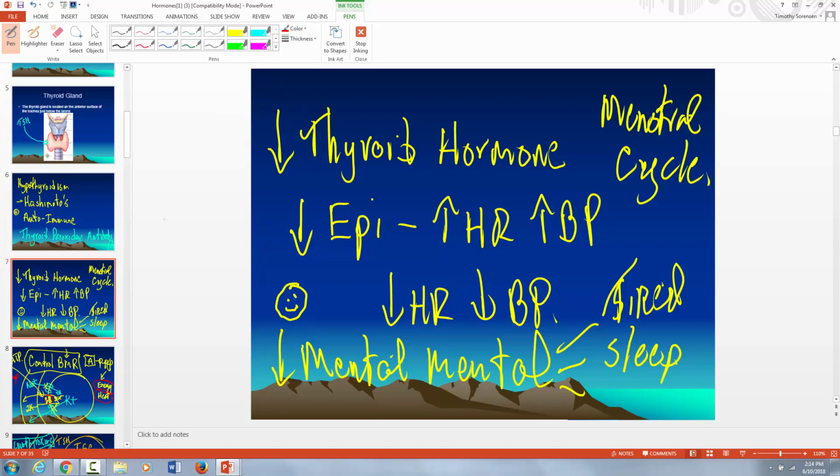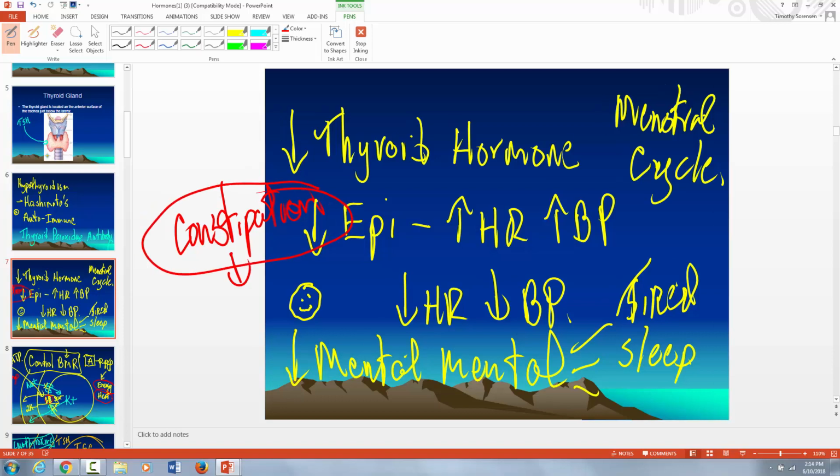The other thing that they're going to develop is constipation. Now, again, thyroid hormone tends to speed everything up, regardless of what it is. So if you are hypothyroid, that's going to slow everything down. That's going to slow GI activity down. And the result will be constipation. Right? Isn't that lovely?